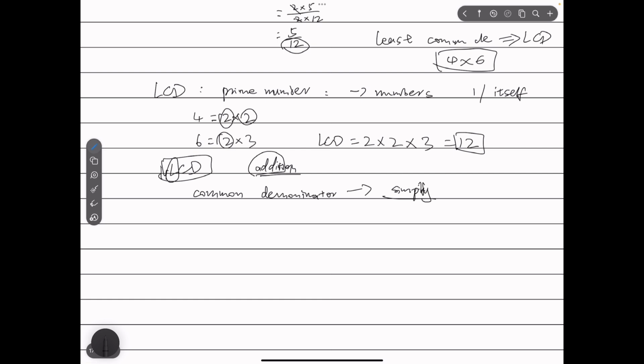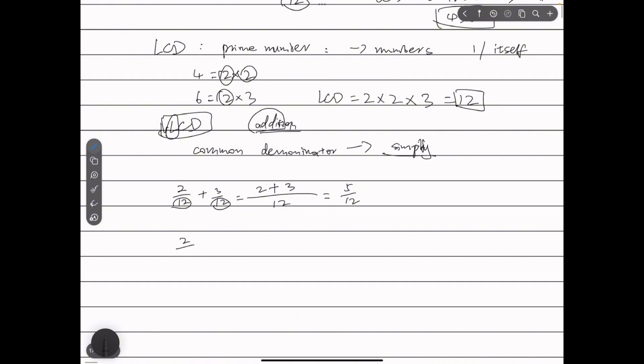Now let's look at another example. Let's say we have the same denominator, 2 over 12 plus 3 over 12. They have the same denominator, so we can just add at the top. That will be 5 over 12. Another one, 2 over 13 plus 3 over 13. Same thing. Copy the denominator and add at the top, 5 over 13.